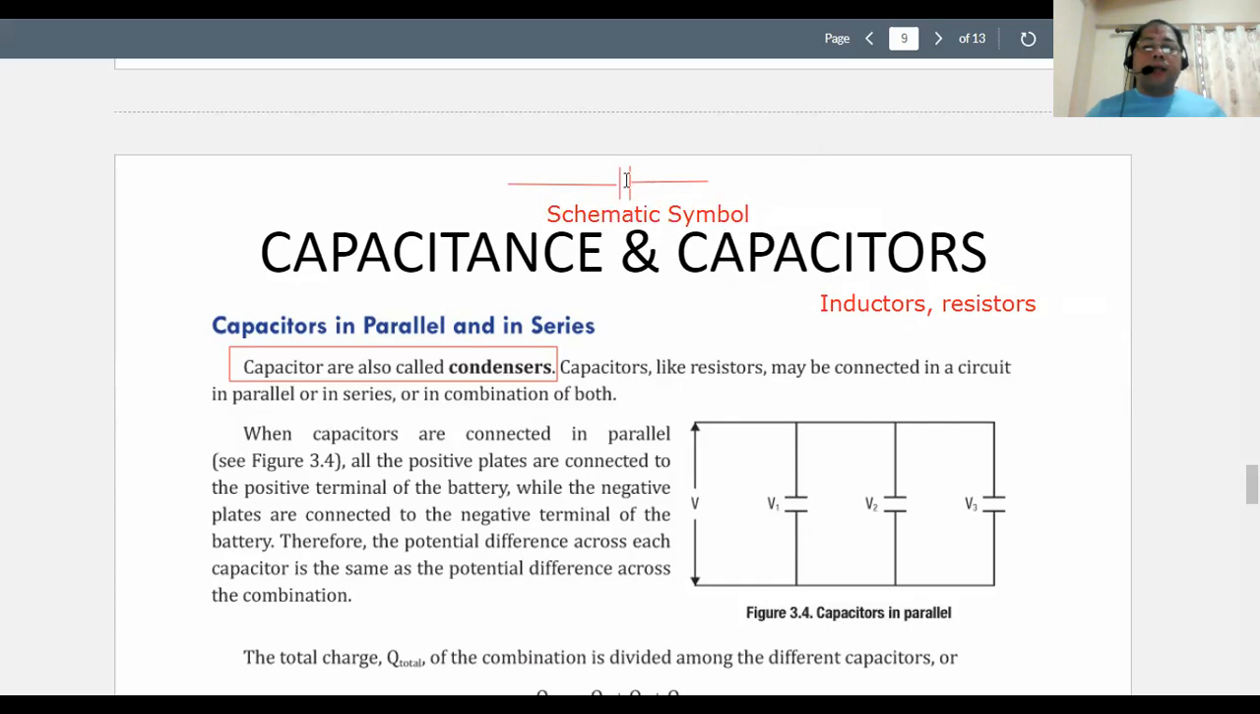Now these parallel lines are equal in length. If you see two parallel lines of different lengths, one long and one short line, this is not a capacitor. As we said earlier, this is an illustration of a battery. This is the schematic symbol of a battery, a dry cell. Whereas this one is the schematic symbol of a capacitor. Are you still with me?